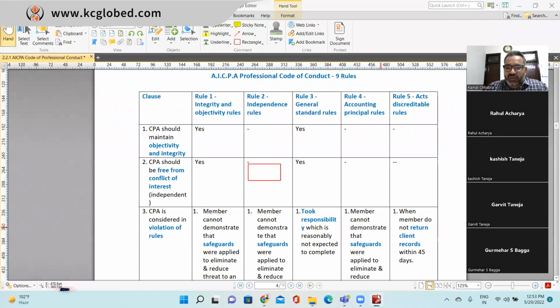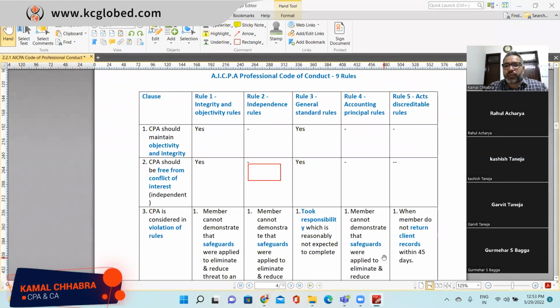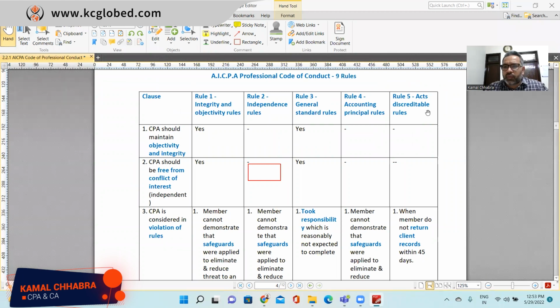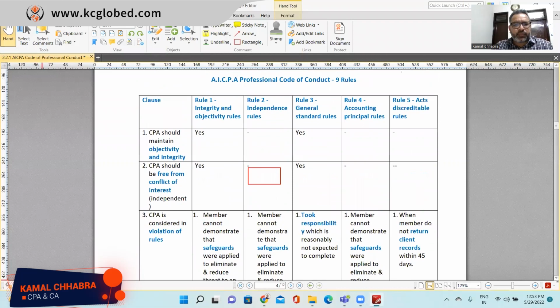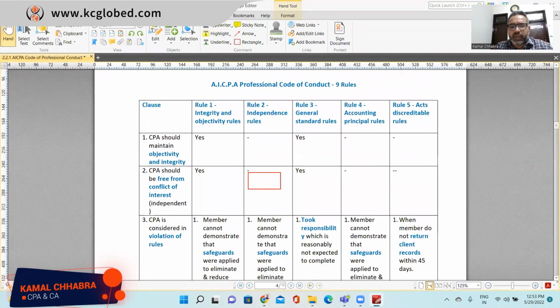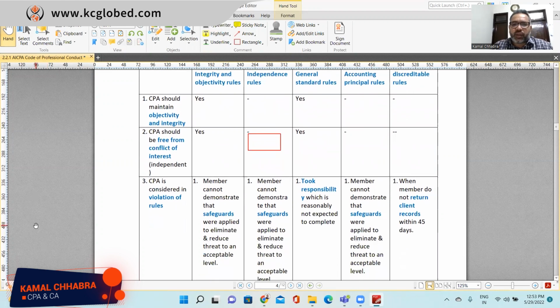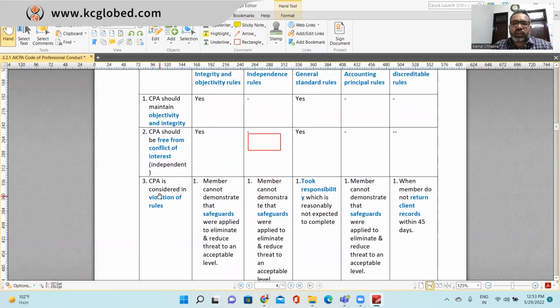Let's come back to the AICPA Code of Professional Conduct and its nine rules. So far, we have covered 4 points. First, a CPA should maintain objectivity and integrity, which is required in Rule 1, integrity and objectivity, as well as in the general standard rule. Second is independence, free from any conflict of interest, which is required by the integrity and objectivity rule, independence rule, as well as the general standard rule.